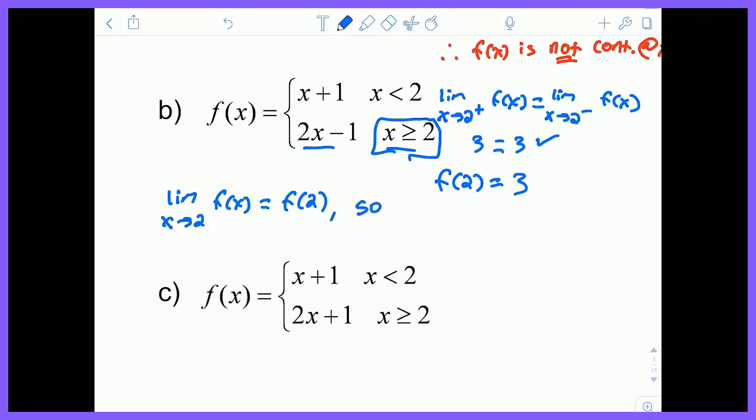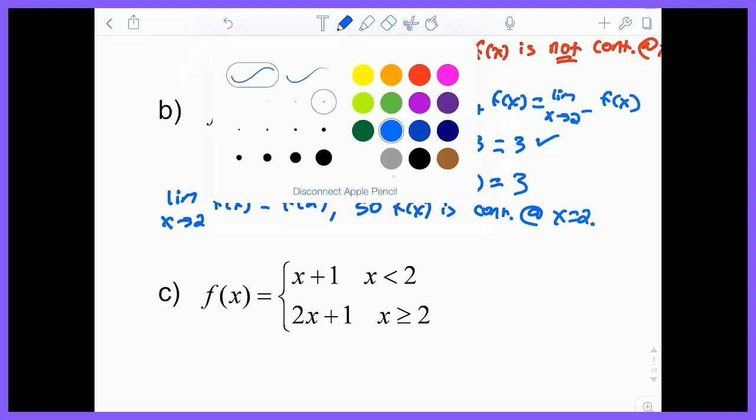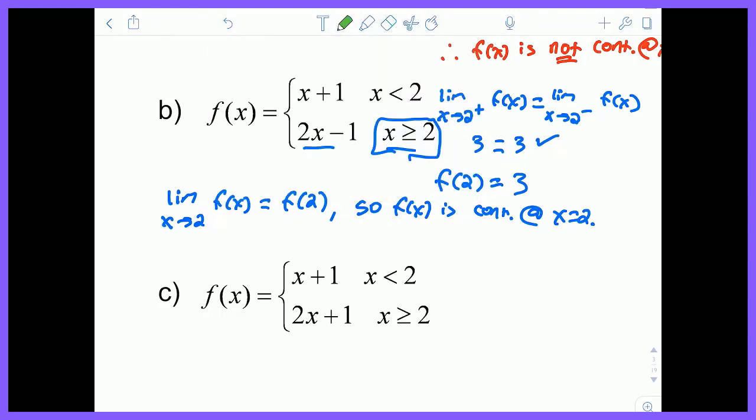So f of x is continuous at x equals 2. And this guy's continuous for all points on this domain, which is really nice. Let's try C. C is really kind of easy to understand because it's almost the same exact function as B, but instead it's a 2x plus 1.